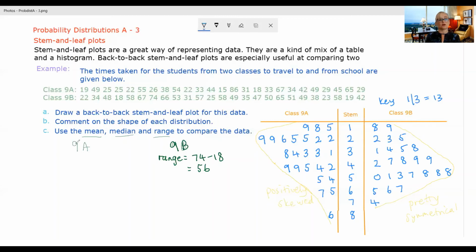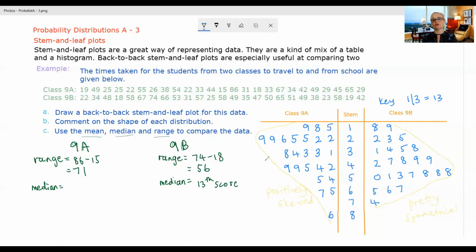Okay, for class 9A, our range, again, largest score minus smallest score. So it'll be 86 minus 15, which is 71. Fairly significant difference in those two ranges. Our median. Now, we have 25 scores for each class. So the score that we're going to want, the one that will be in the middle, will be the 13th score. How did I get that? I did 25 divided by 2, and then I rounded up to the next whole number.